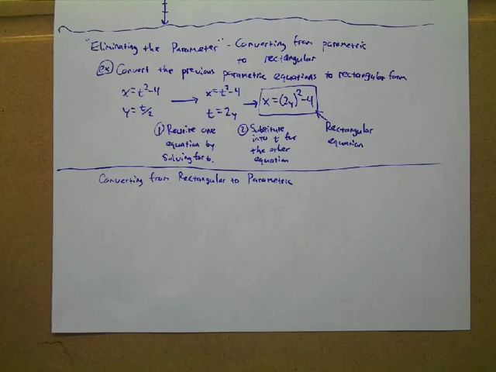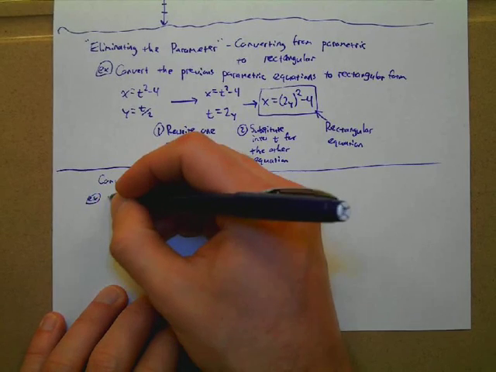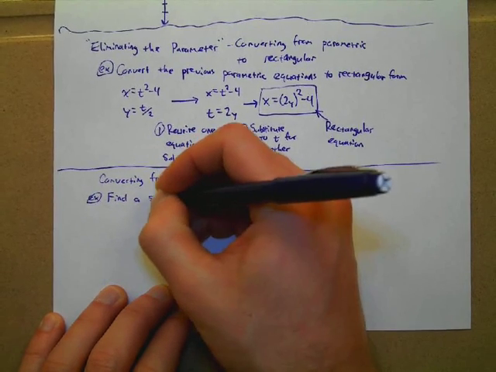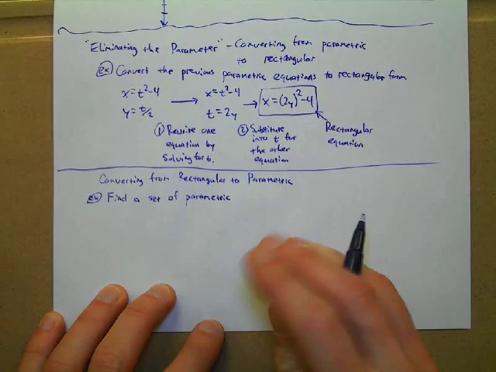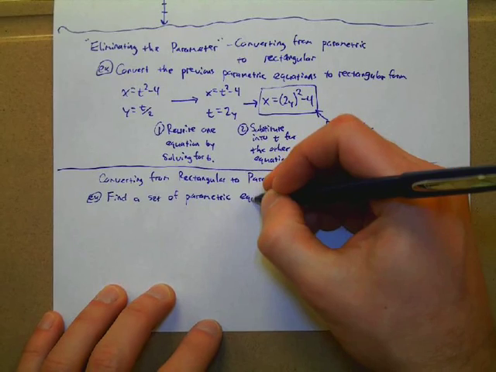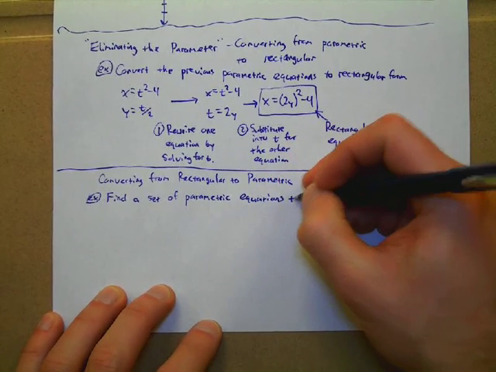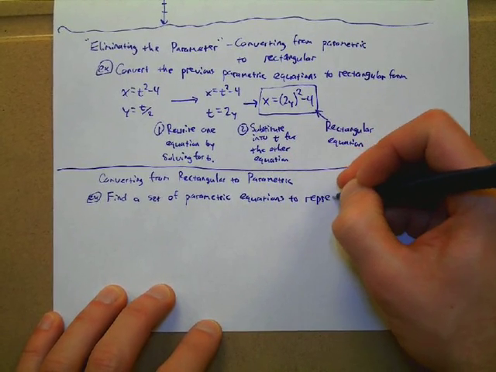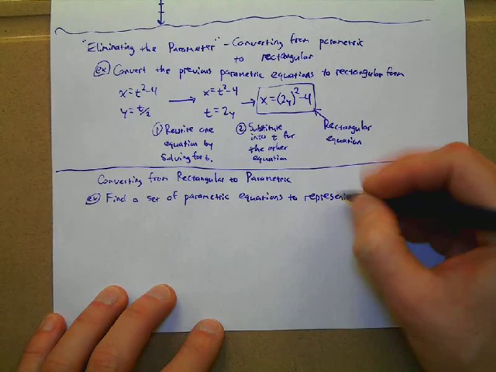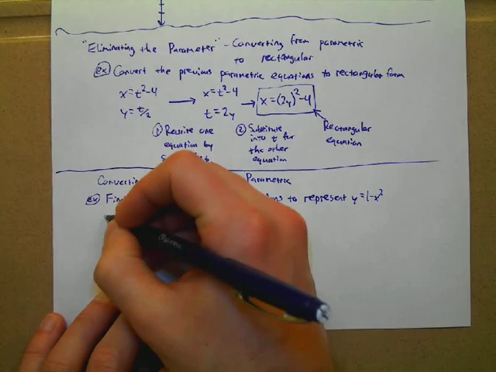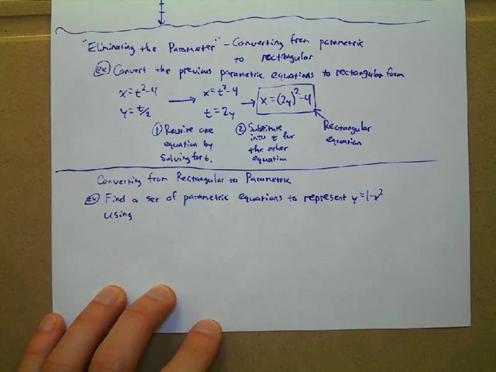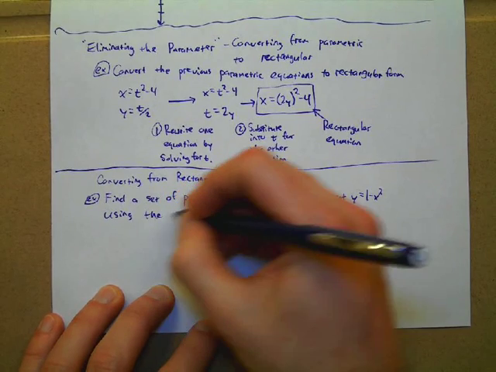to represent y equals 1 minus x squared using the following parameters. Okay, because really there's a lot of options. There are some obvious options that we could pick here, but there are a lot of options that we could choose for our two parametric equations that could then result in that single rectangular equation there. So we need to have kind of a set one.